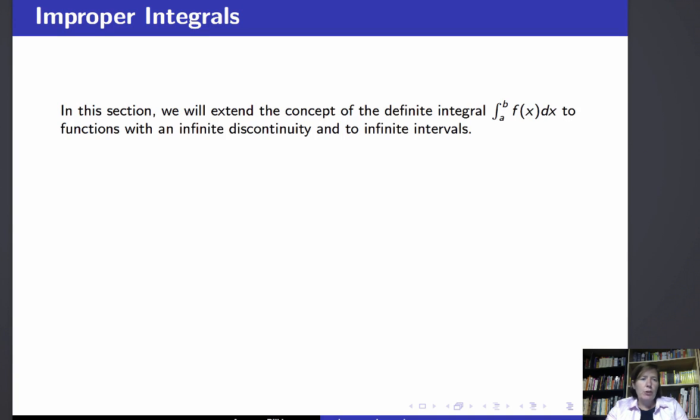In this section, we're going to look at what we call improper integrals, and we're going to extend the concept of the definite integral, which we defined in Calculus 1, to functions with either an infinite discontinuity somewhere in the interval of integration, or where the interval of integration is infinite.